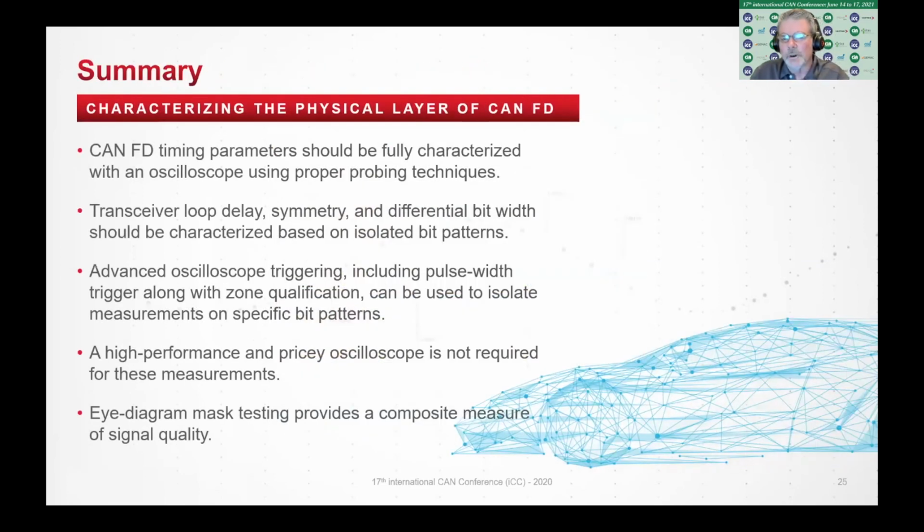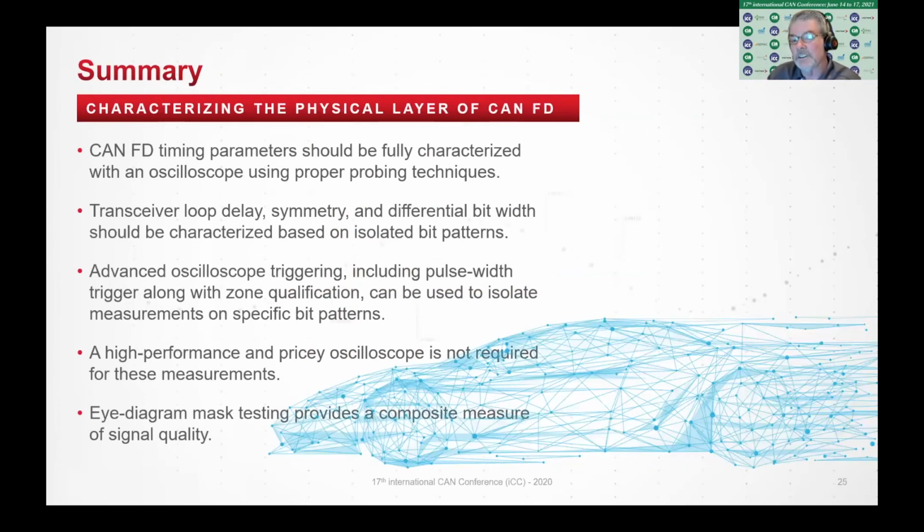So let's summarize what we've learned here today. CAN-FD timing parameters should be fully characterized with an oscilloscope using proper probing techniques, hopefully with a differential probe, low capacitance. Transceiver loop delay, symmetry, and differential bit width should be characterized based on isolated bit patterns. And I recommend you do it with, say, 5 preceding dominant bits as well as 1 preceding dominant bit. See what the difference is.